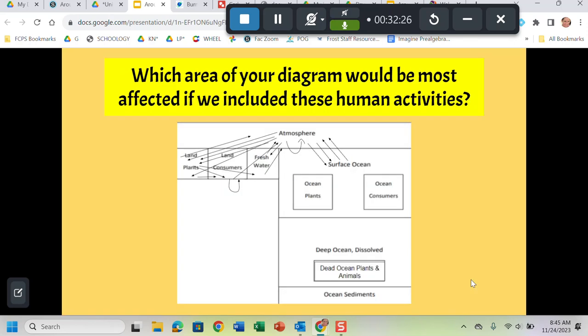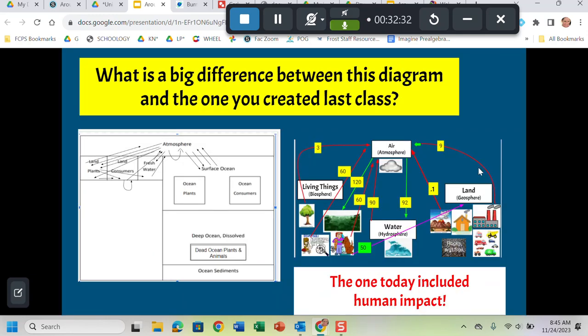So which area of our diagram do we think would be most affected if we included human activities? I'm going to back up. Remember, we have a lot of humans using factories and cars and homes, right? So we have carbon going from land into the atmosphere. Human impact over here with living things.